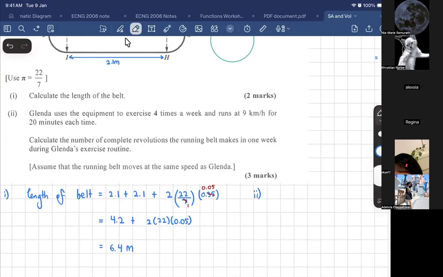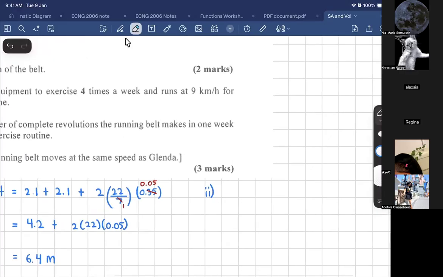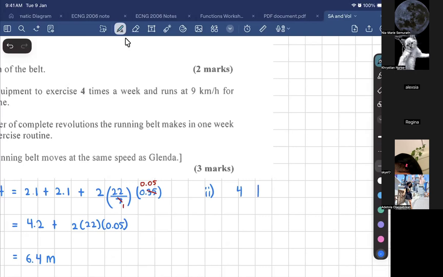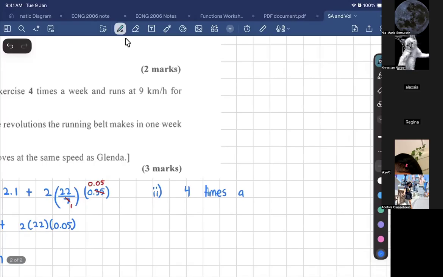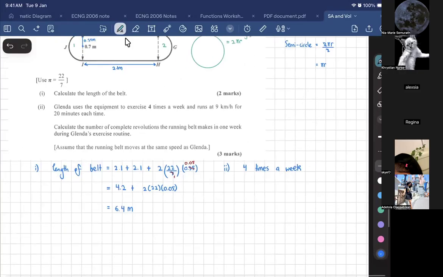Okay, let me handle this skillfully, right? So Glenda uses the equipment how many times a week? 4 times. So she's using this 4 times a week. That's very important information. By the way, guys, are you getting to see how I would handle these questions for the first time? Because I never look at any solutions or do this paper, I'm being real. So 4 times a week. That seems to be important.